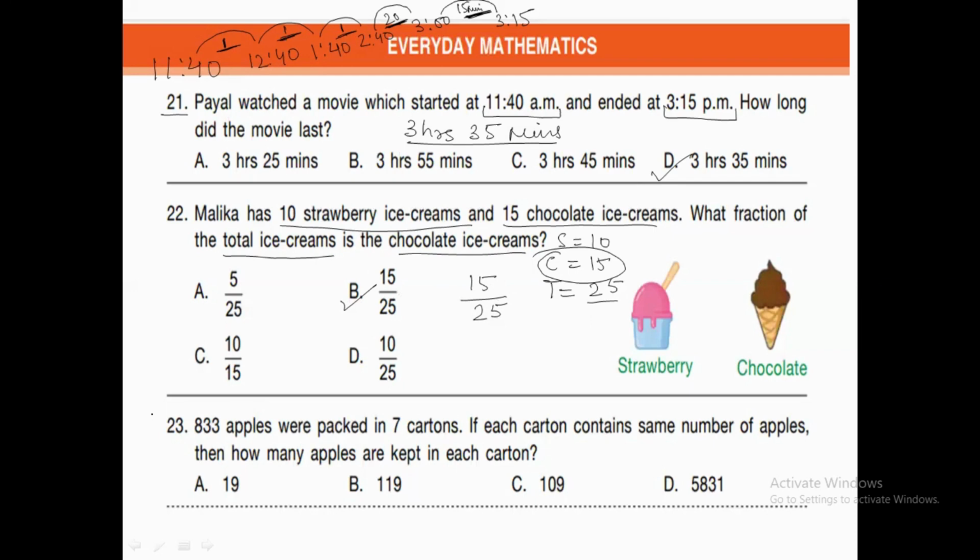Now let's move to question number 23, which is: 833 apples were packed in 7 cartons. Okay. Now if each carton contains the same number of apples, then how many apples are kept in each carton? Okay. Again, the information about more than one thing is given in the question, and they are asking for 1. Each means 1. So what we need to do is divide. Okay, so we will divide 833 by 7.